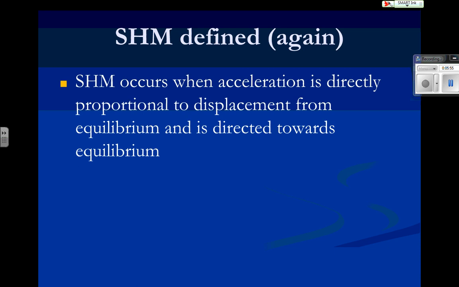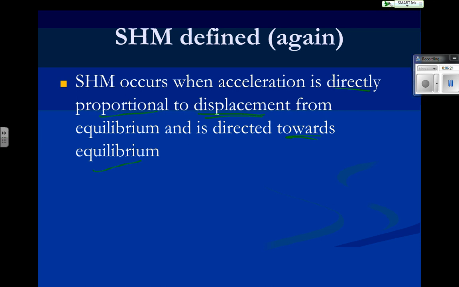So you get simple harmonic motion when an object has an acceleration that is directly proportional to its displacement. So if I double the displacement from equilibrium, I get double the acceleration. That's what it means to be proportional. But it's also in the opposite direction, okay? So we say simple harmonic motion occurs when acceleration is proportional to displacement and in the opposite direction.